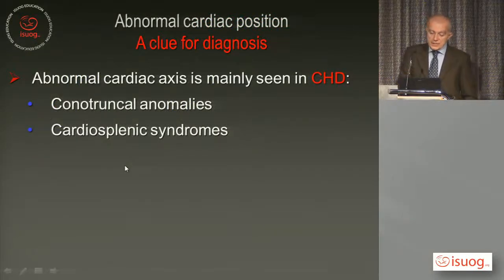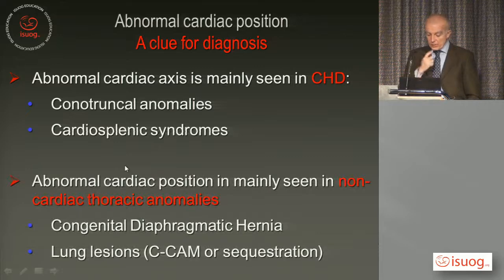So a clue for diagnosis is that an abnormal cardiac axis, so an increased or decreased rotation of the heart within the thorax, is mainly seen in heart defects, namely conotruncal abnormalities and cardiosplenic syndromes, whereas an abnormal cardiac position is mainly seen in non-cardiac abnormalities, lung mass, pleural effusions, and so on and so forth.